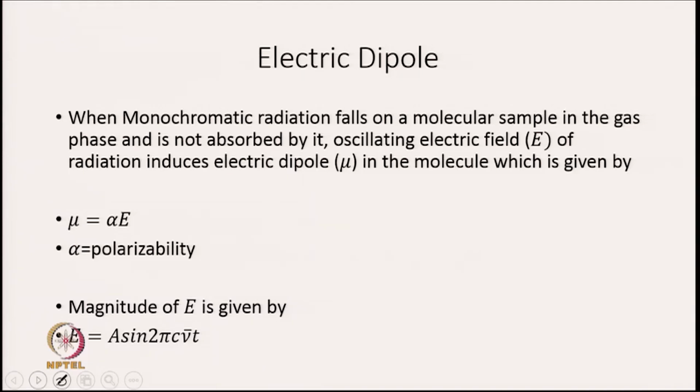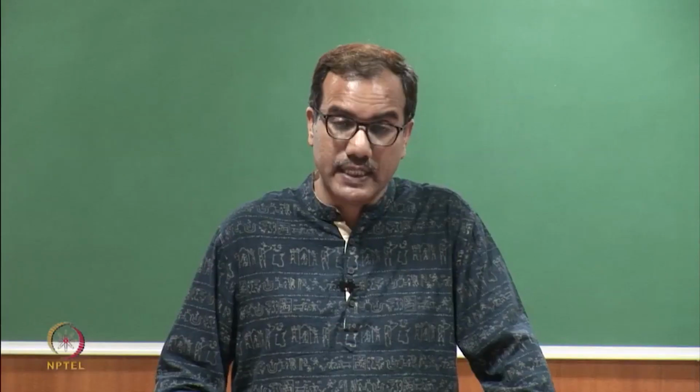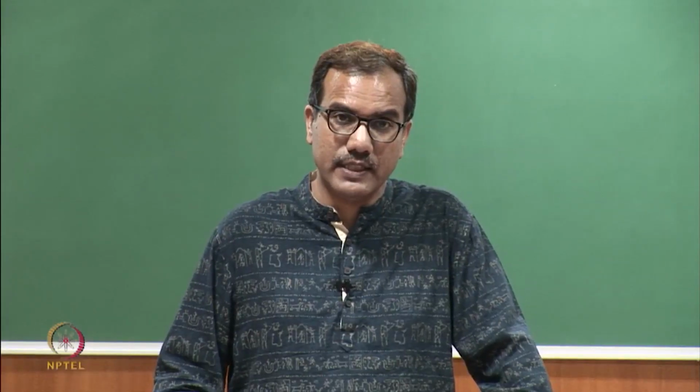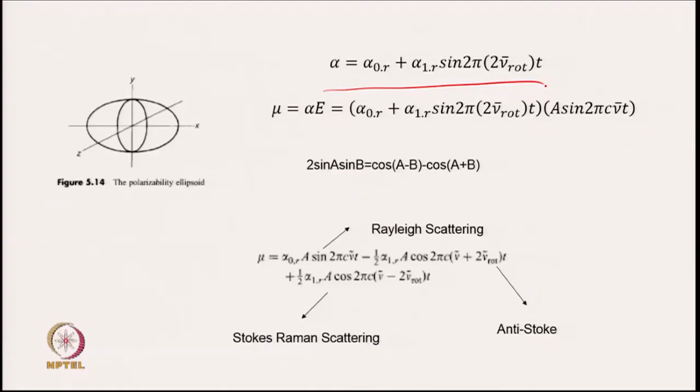Okay, so this is your frequency. This is the frequency of incident radiation. Now, once it falls, the electric field interacts with the polarizability. Polarizability will be given by this formula: alpha is equal to alpha 0 r plus alpha 1 r sin 2 pi 2 nu rotational into t.